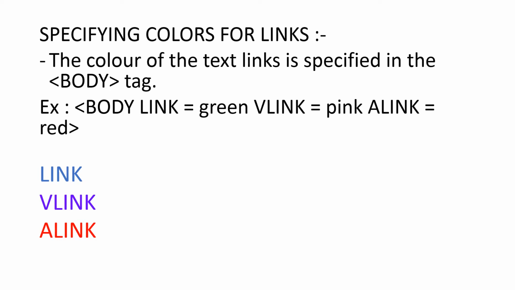Now, alink is the color of the link when the mouse is on it. When you point your mouse pointer on that link, the color of that link will change, and that is red. The standard color is red. And you can also specify the colors in the body tag. Whatever color you want for your link, you can specify in the body tag. Now we will see practically so that you will understand nicely.